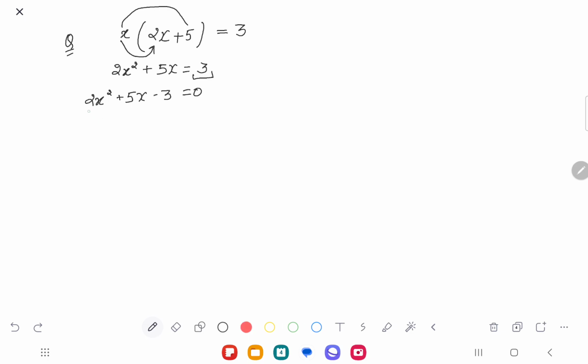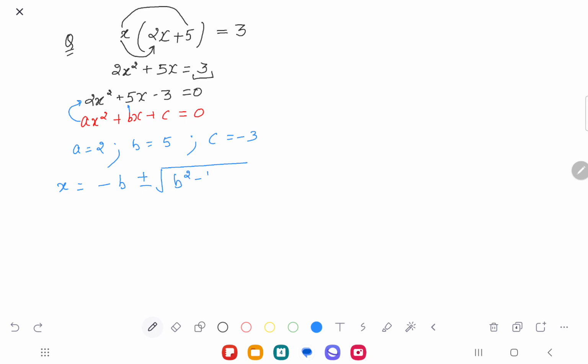Yes or no? So if we have 2x square plus 5x minus 3 equals 0, what does that mean? You tell me. If we have this, you compare it with ax square plus bx plus c equals 0. So a would be equal to 2, b would be equal to 5 and c would be equal to minus 3. You understand? And then we apply the quadratic formula. So we have b equals 5 and c equals minus 3. So x, what do we have in here? We have x equals minus b plus minus under root of b square minus 4ac over 2a.